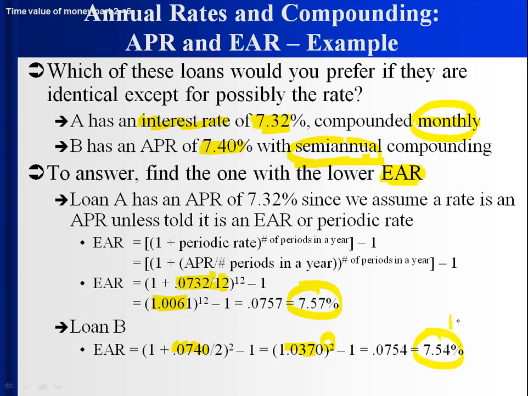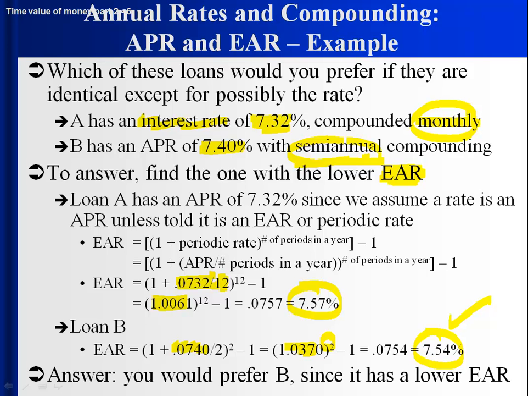Guess what? Loan B is more preferred than loan A. It's got the lower EAR. So even though it's got the higher APR, when we take into account the fact that semi-annual compounding limits the amount of interest on interest, while 7.32 with monthly compounding has more opportunities for interest on interest, that actually has a larger effect, making A less attractive than B.